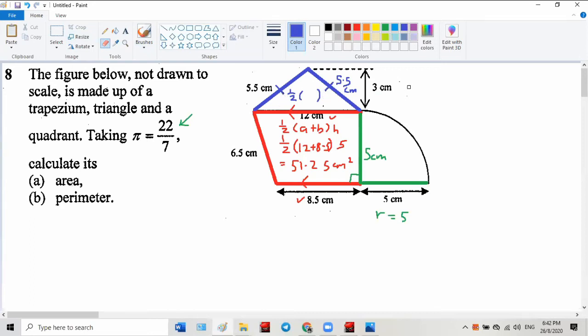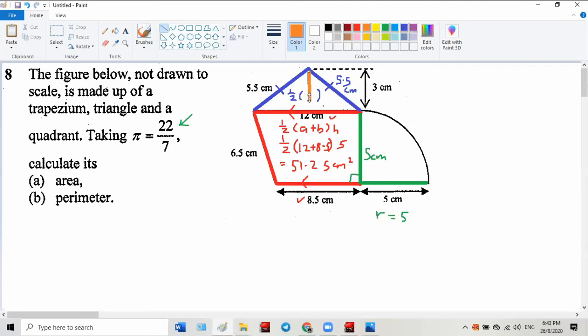Where's the height of this isosceles triangle? Here's the height. Then I give you 3. You know, if this 3 was the base, it must be the perpendicular height. Where's the base?